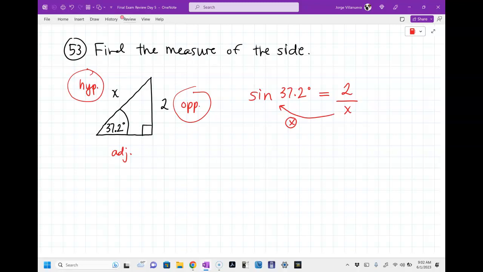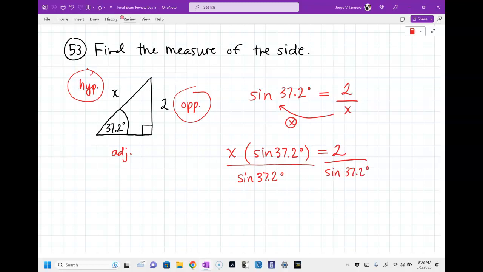So when you move the x over, you get x times sine of 37.2 degrees equals 2. Now, sine of 37.2 degrees is just a number, any number, okay? Just think of it as any number. So let's just pretend it was 10. So you have 10x on the left side. So wouldn't you divide that out, right, to get x by itself? So if it was like a 10x on the left, you would just divide by 10, right? That's all I'm going to do right here: divide both sides by sine of 37.2 degrees.